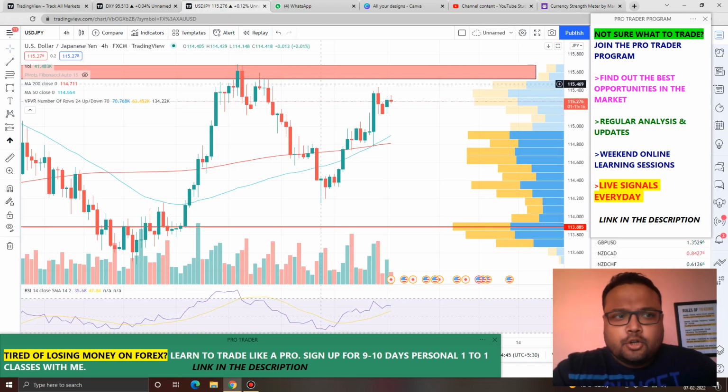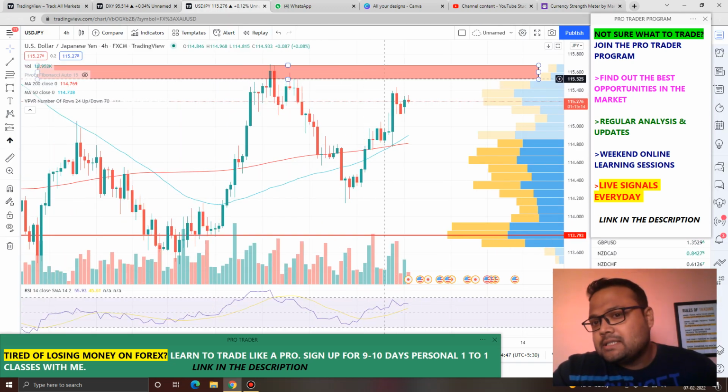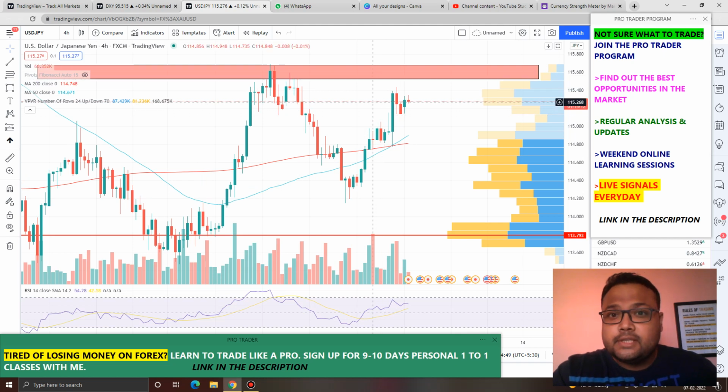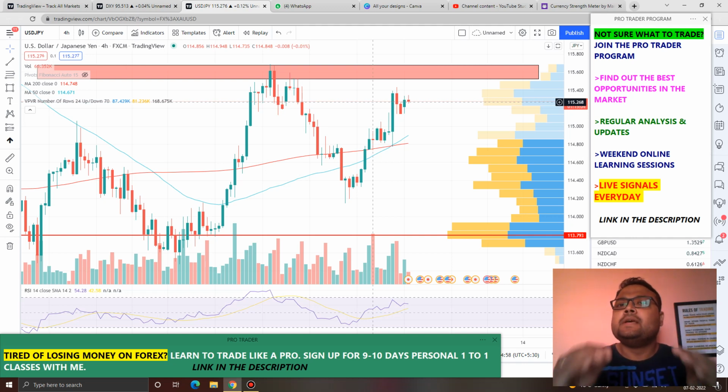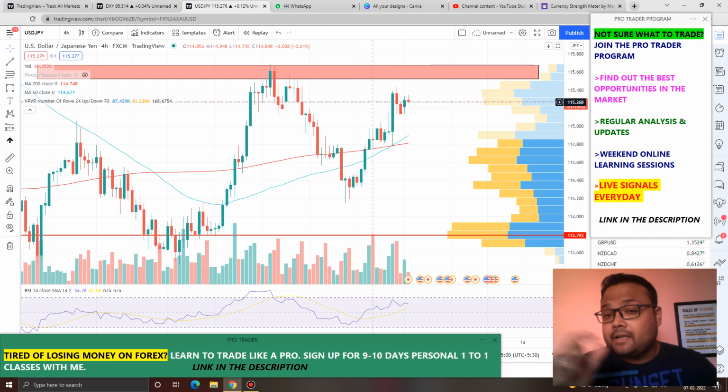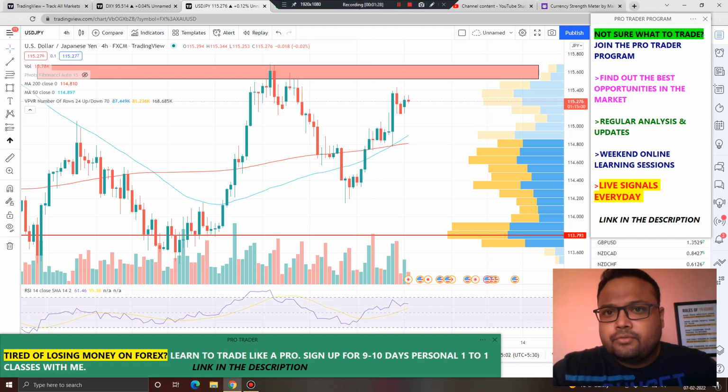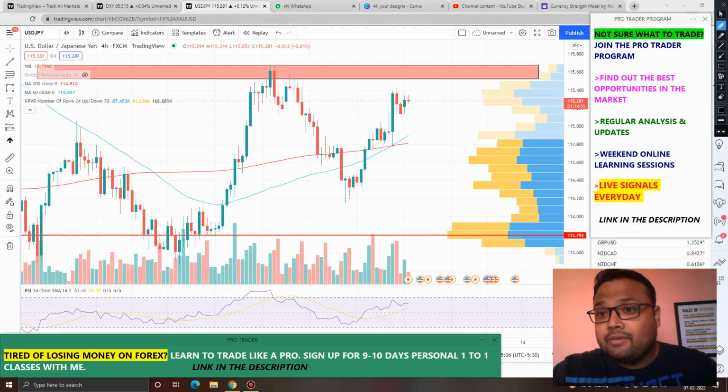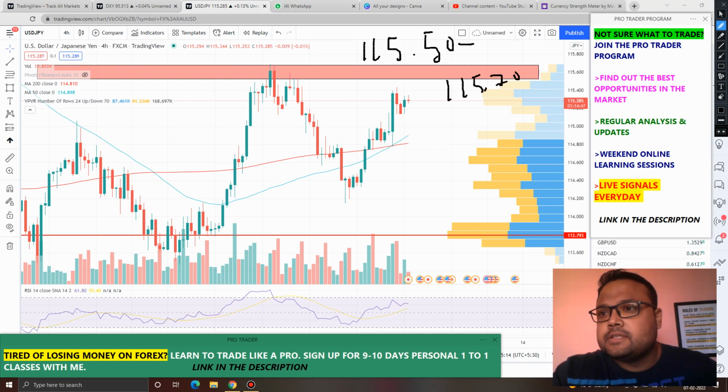To be honest, I do not see many levels on the chart of USD JPY. For scalping and day trading purposes, I will not recommend anything right now. But if you are looking for good, safe levels on USD JPY, then I will suggest a few levels. The first level is 115.50 to 115.70.